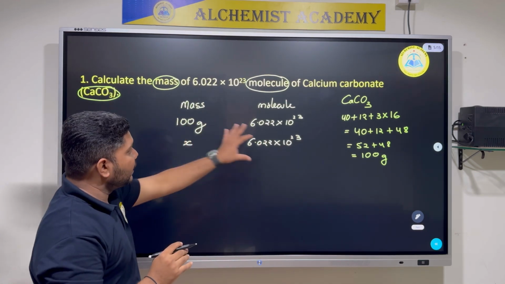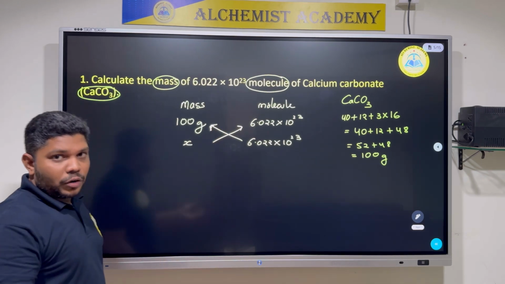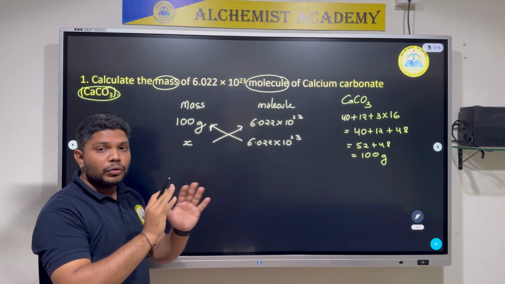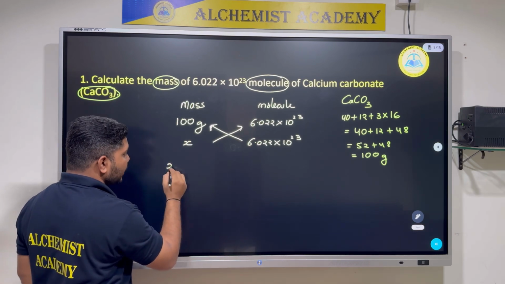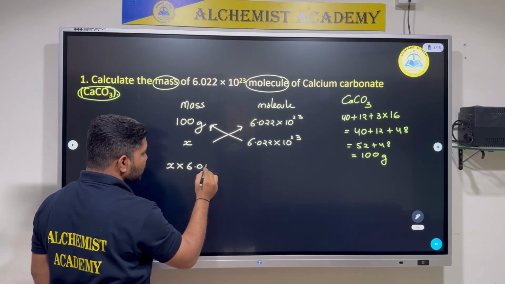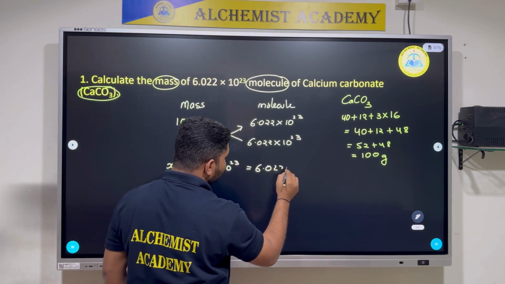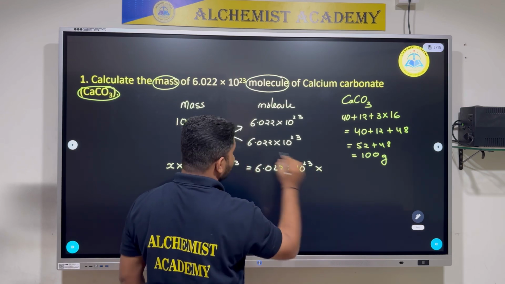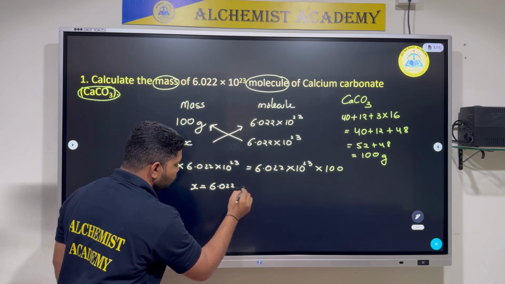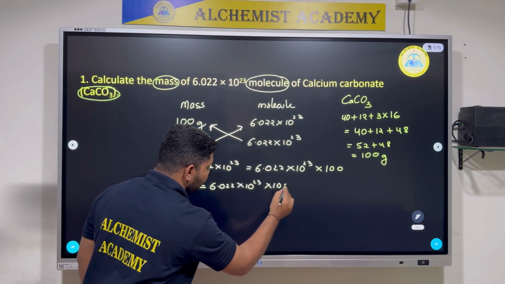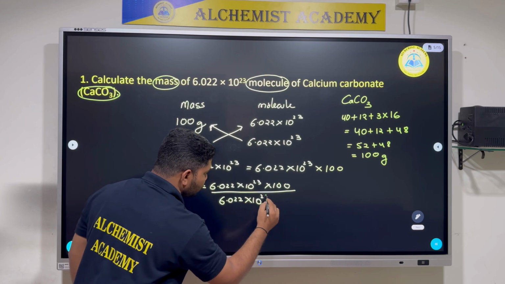Okay. So once you are writing this, then it will be a simple cross multiplication. There are other methods with the formulas and all, but I am just telling you the methods which you don't require to learn by heart or anything. Once you understand the concept, directly you can go for it. Okay. So when I am writing this x into this, it will be 6.022 into 10 raised to 20 is equal to, this will be written as 6.022 into 10 raised to 23 multiply by 100. So this can be written as x is equal to 6.022 into 10 raised to 23 multiply by 100 divided by, this will come to the base of this, 6.022 into 10 raised to 23.